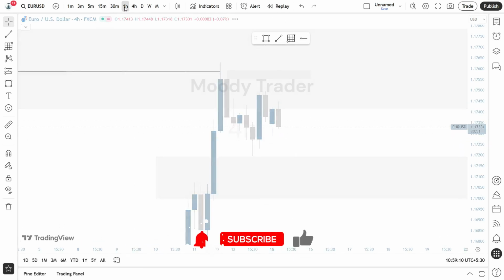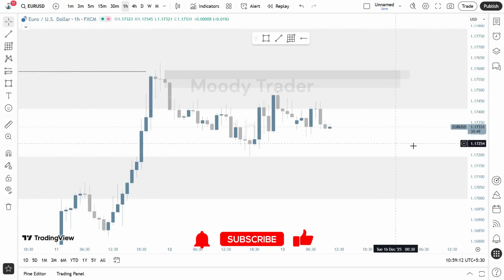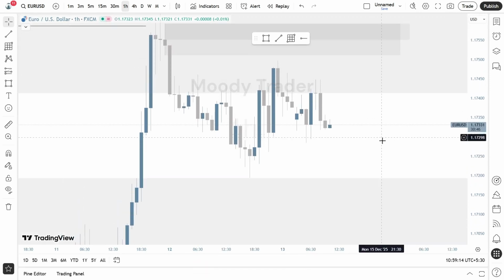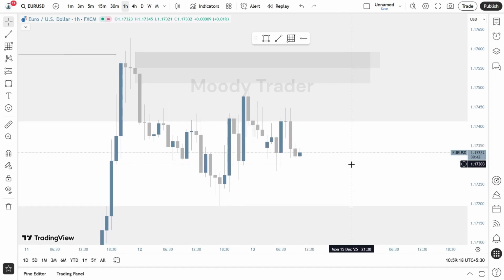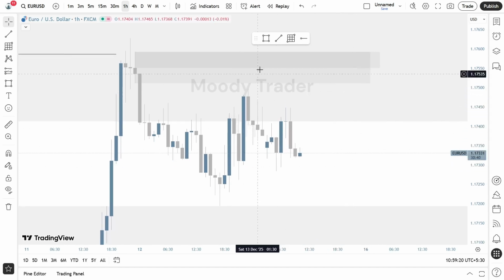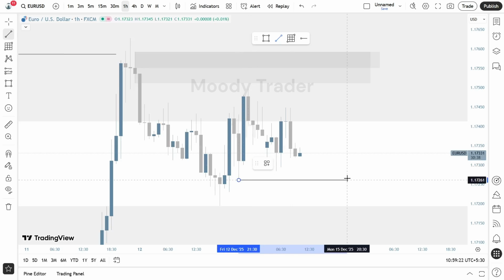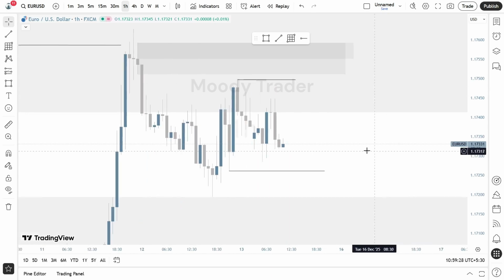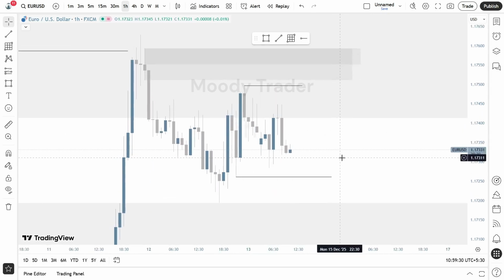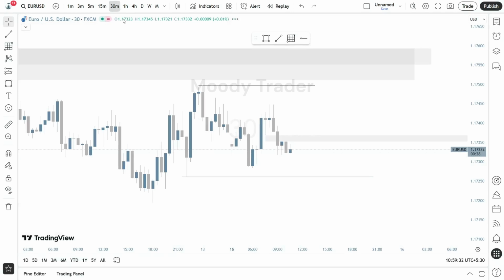Let's move to the 1 hour. As we move into the 1 hour, we can see a clear order block which the price hasn't tapped yet, but we are within this range of the candles. So let's see how the price reacts inside it. Let's move to 30 minutes now.